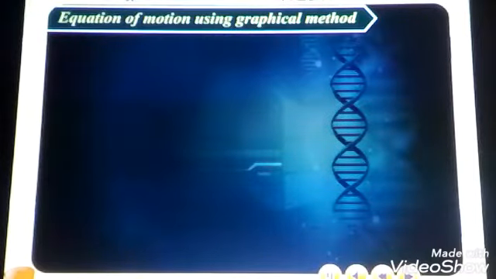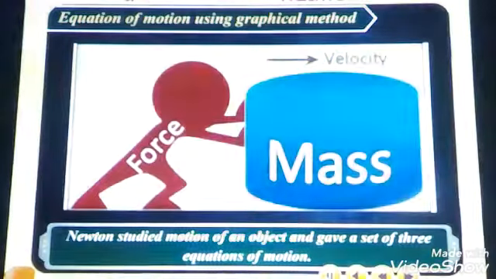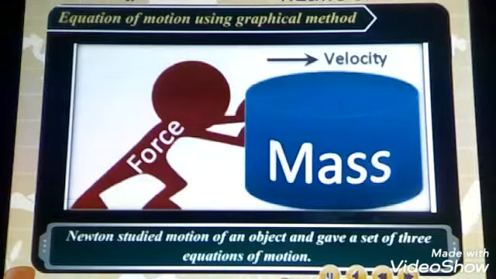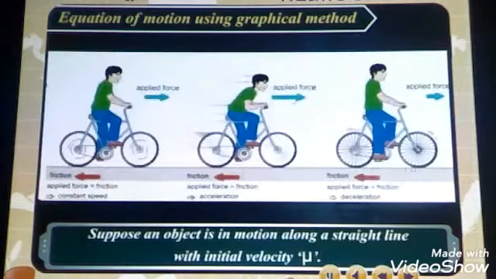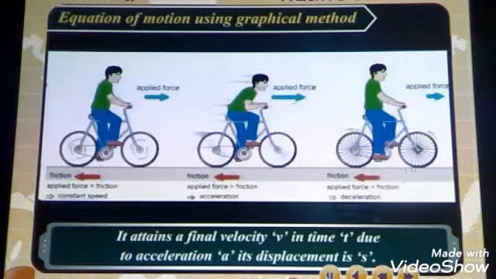Equations of motion using the graphical method. Newton studied the motion of an object and gave a set of 3 equations of motion. These relate the distance, displacement, velocity, acceleration and time of an object moving along a straight line. Suppose an object is in motion along a straight line with initial velocity u. It attains the final velocity v in time t due to the acceleration a, and its displacement is s.